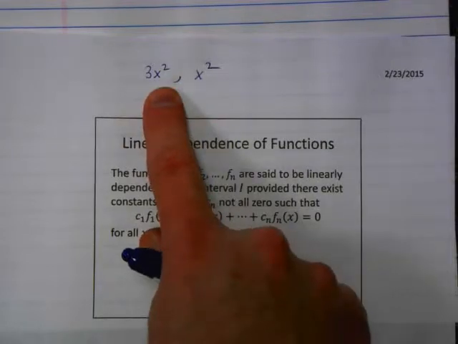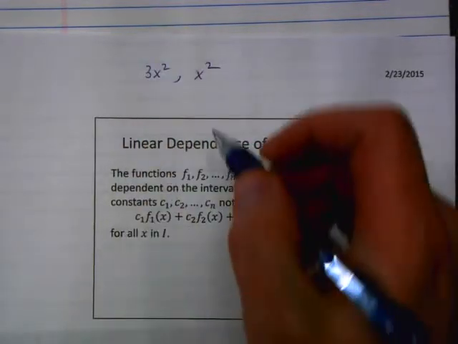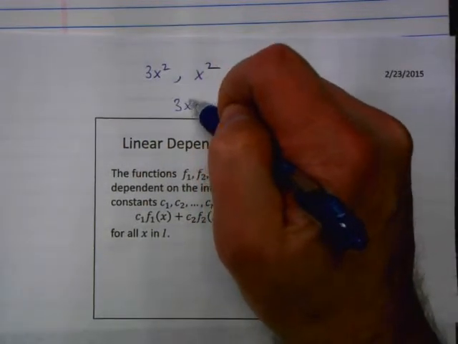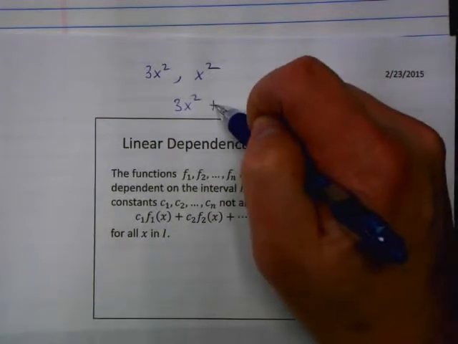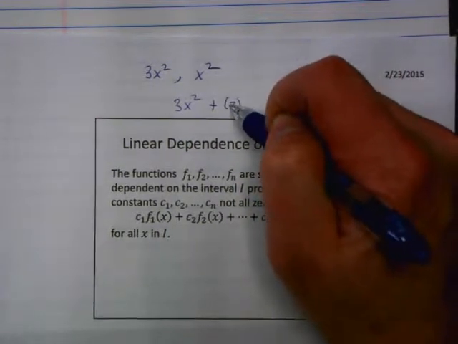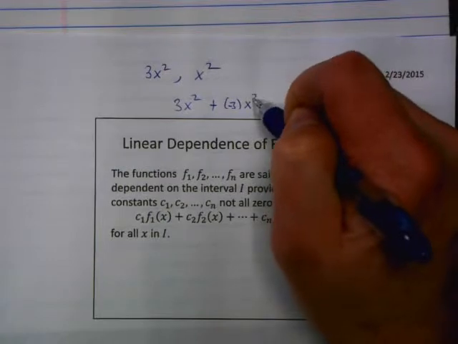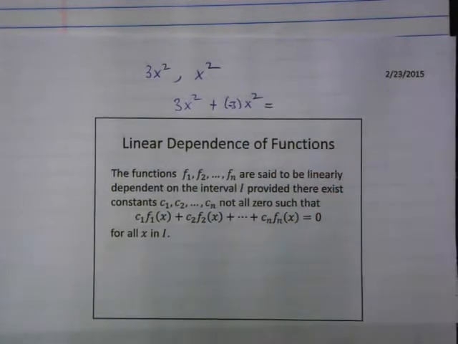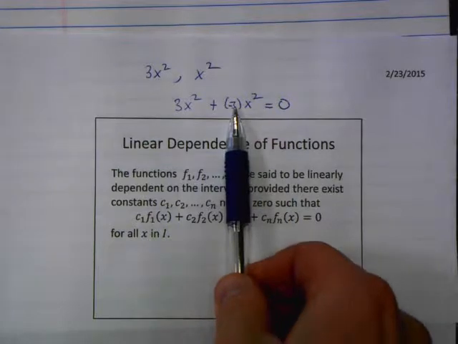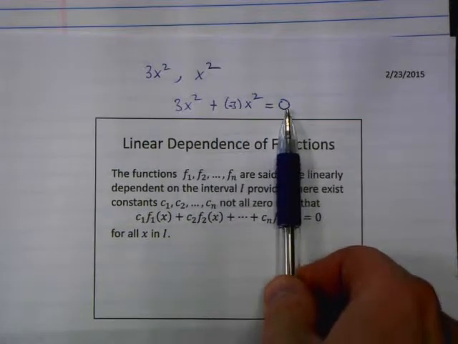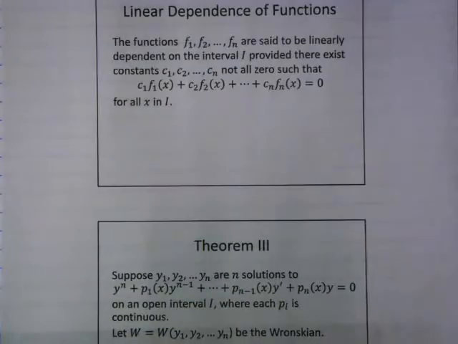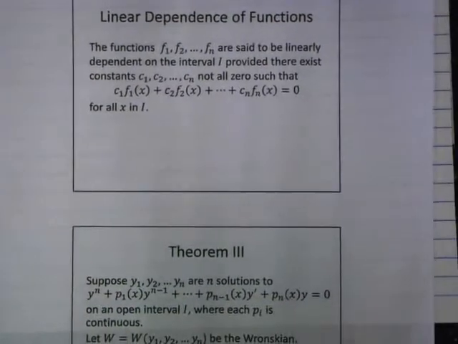Or I can multiply this one by 1/3 and get that one. Or another way to say it would be, I could leave this function alone, take the second function and multiply by -3, and then they would add up to be 0. So that's another way to define linearly dependent: you can multiply one equation by a number, add them together, and get 0. And that's the way we define it when we have more than two functions.